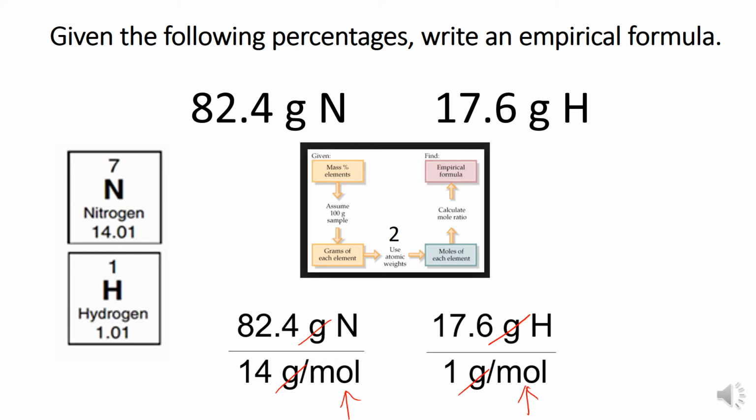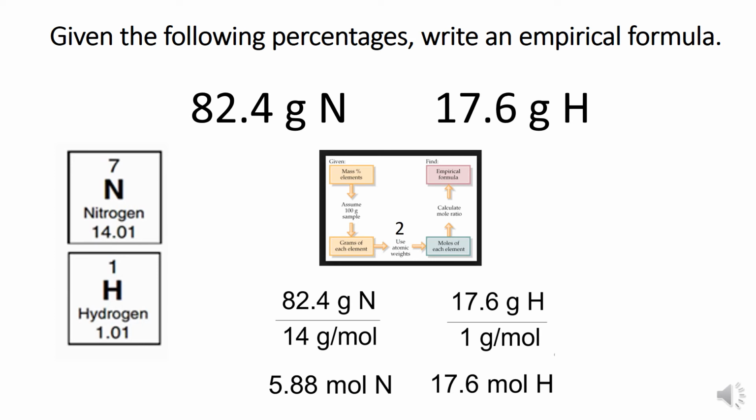Now that we have units of moles, we have now completed step two, and we're ready to finish this process by simply doing a mole ratio. So let's go ahead and get our moles. Dividing the 82.4 by the 14 gives us the moles of nitrogen, that's 5.88. And for the hydrogen, when you divide by 1, then you're going to get the 17.6 moles of hydrogen. So that is the end of step two. We now have our moles, and now we are ready to do our mole ratio.